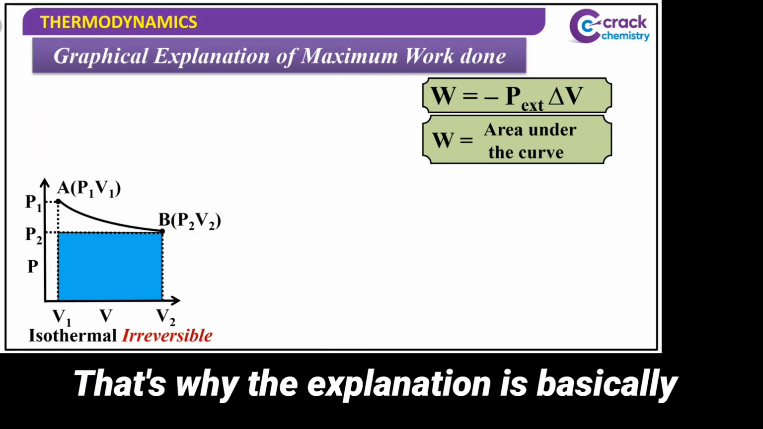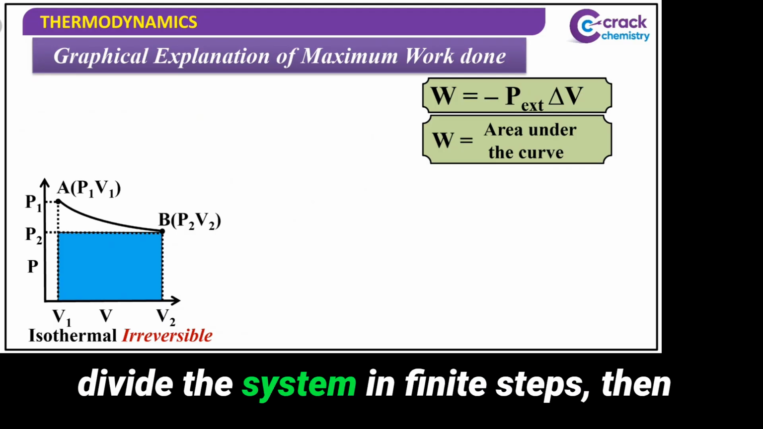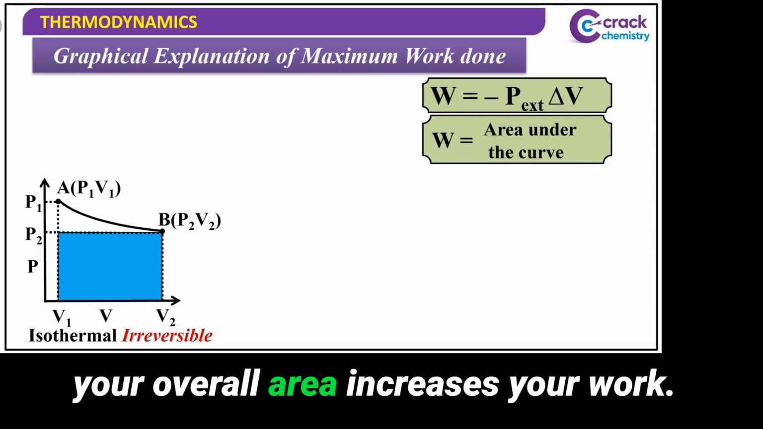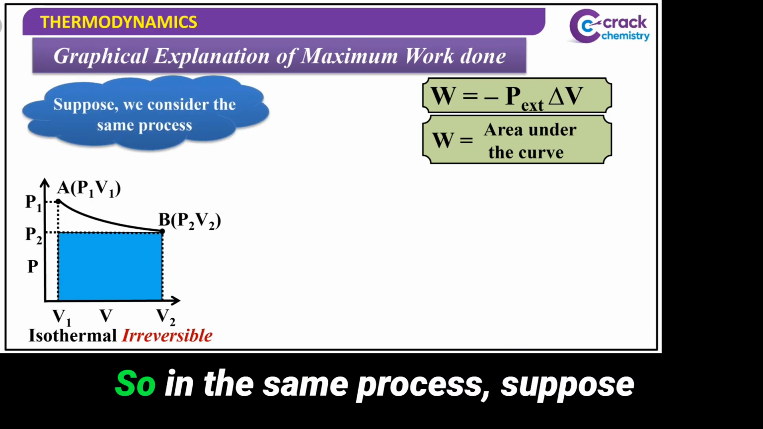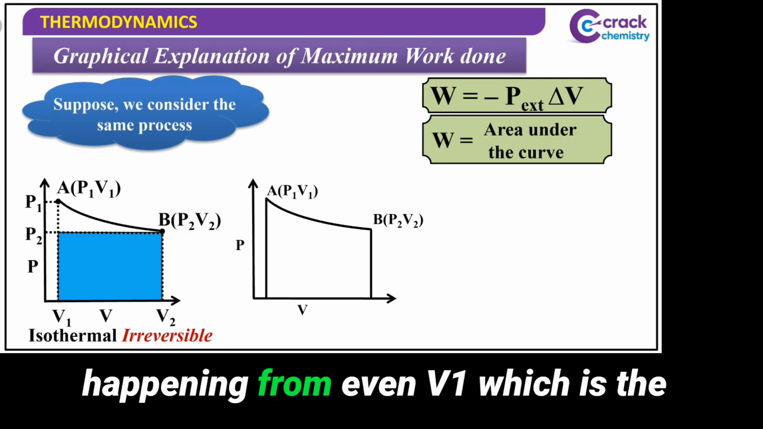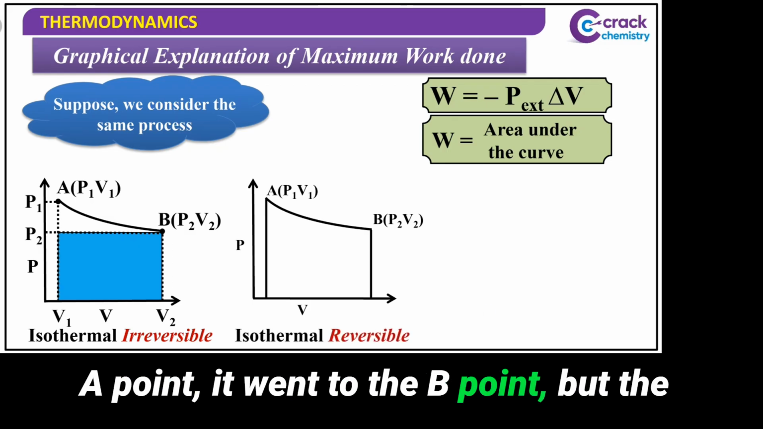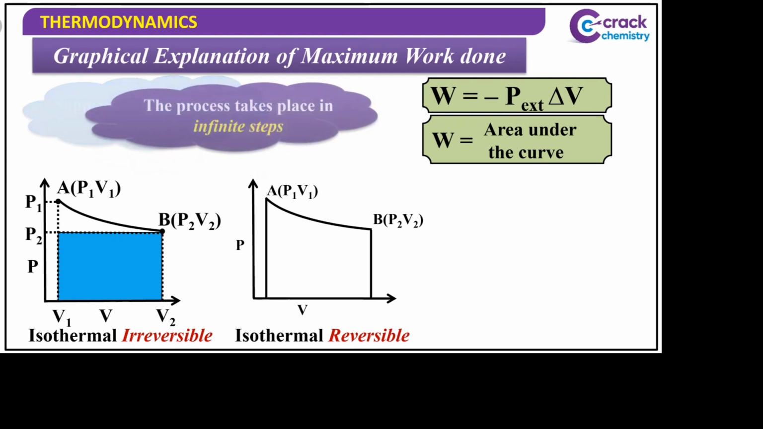That's the explanation I want to give you: when you divide the system into finite steps, then your overall area increases, and you can get more work done. So that will increase. Now in the same process, suppose you are considering that it is not happening directly from P1, V1, which is point A, to point B, but the process is isothermal and reversible.